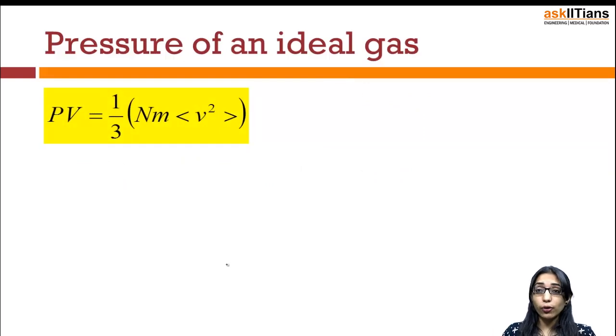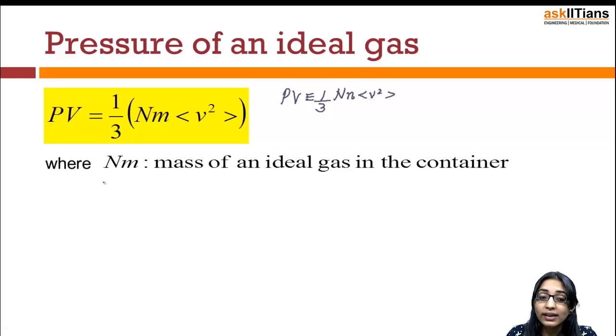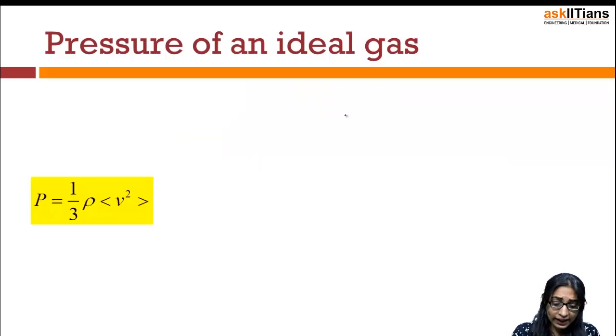Now, to give you a little more information about this equation, we can say that P times V is 1 by 3 n into m into v square. Here n into m is the mass of the ideal gas inside the container, because n is the total number of molecules and m is the mass of a molecule. So n into m is the total mass of the gas inside the container. Hence I can also write P is equal to 1 by 3 rho times v square.